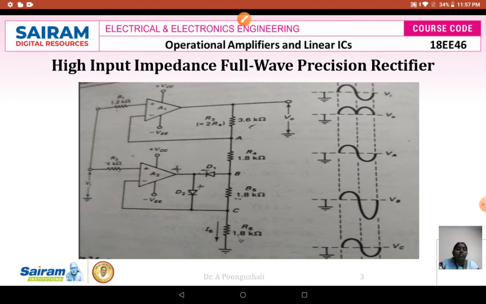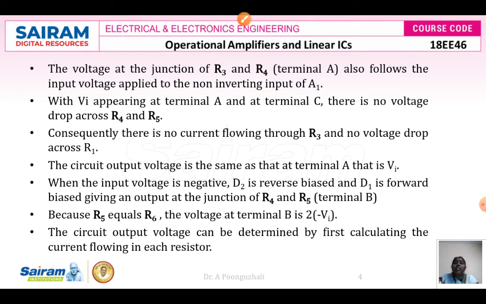Next we are going to see the negative half cycle. For the negative half cycle, the same thing we have explained here: the voltage at the junction of R3 and R4 also follows your input voltage applied to the non-inverting terminal of your A1. So when Vi appears at terminal A and terminal C, there is no voltage drop across your R4 and R5. Consequently there will be no current flowing through R3 and no voltage drop across your R1.